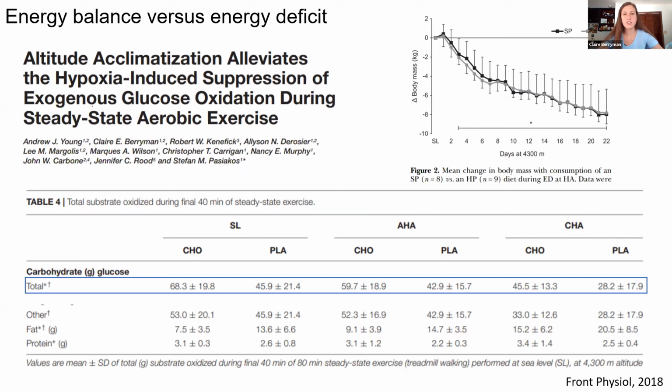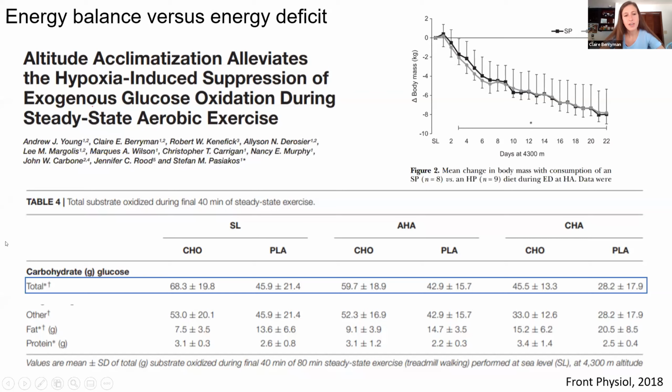We put them in a 40% energy deficit, but because of increases in basal metabolic rate that occur at high altitude, we saw that they were in a much greater energy deficit. You can see in the graph on the right that over their 21 days at high altitude, there was a decrease on average of about 8 kilograms of body weight. So these individuals were in severe negative energy balance, and that has to be taken into consideration when we look at results in fuel utilization in these individuals.